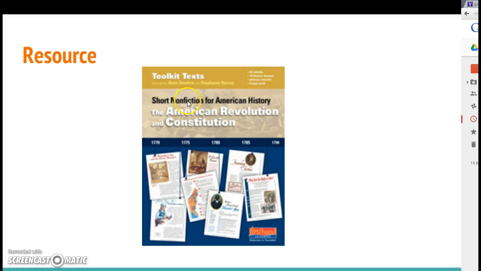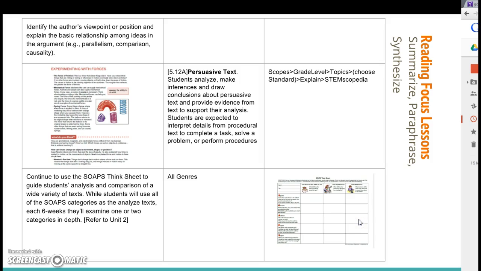So here is what that looks like. This is the comprehension toolkit text called The American Revolution and Constitution, and that should be on your campus. Here are some other lessons. Once again, you're going to be teaching the author's viewpoint or position, and explaining the basic relationships in an argument. Also, in persuasive text, use your STEM Scopedia.